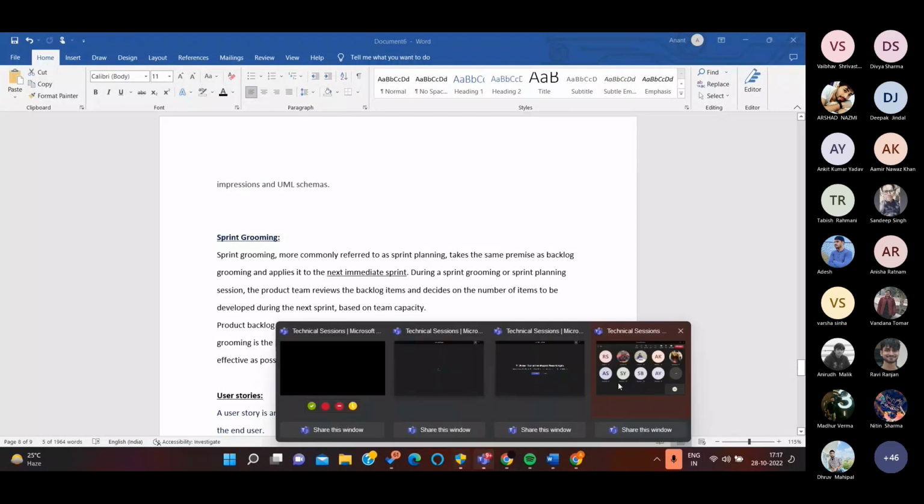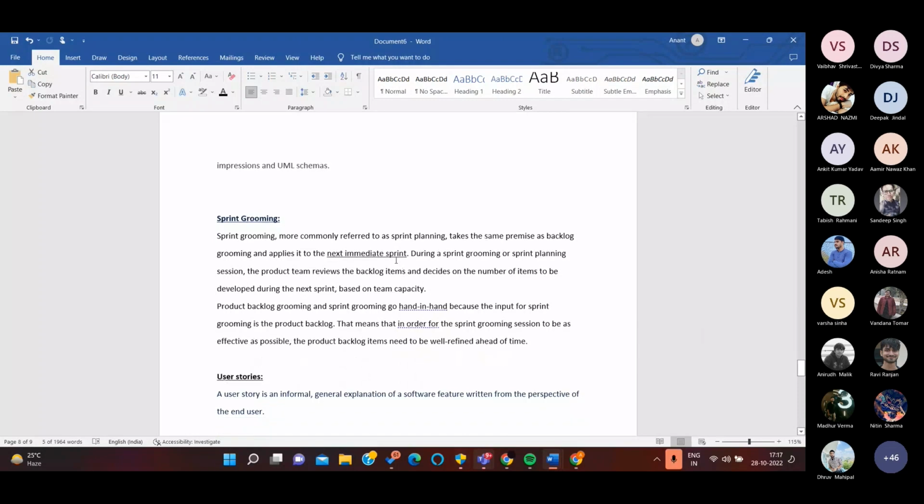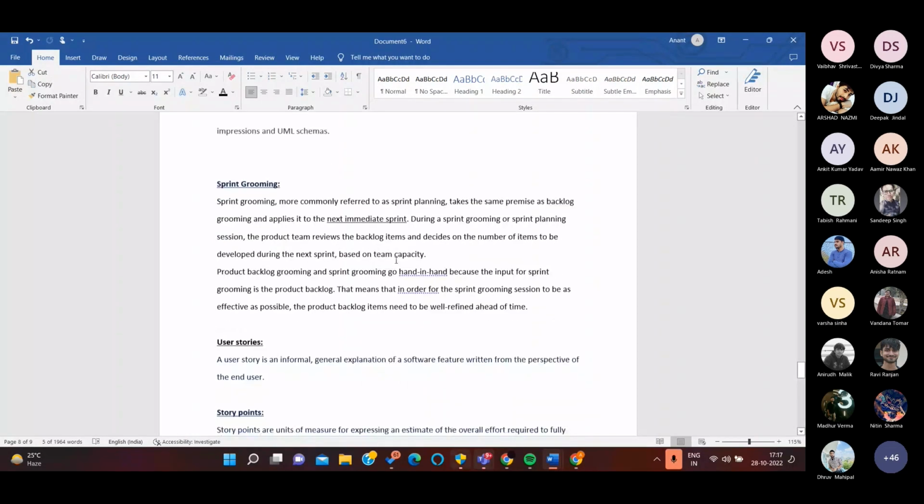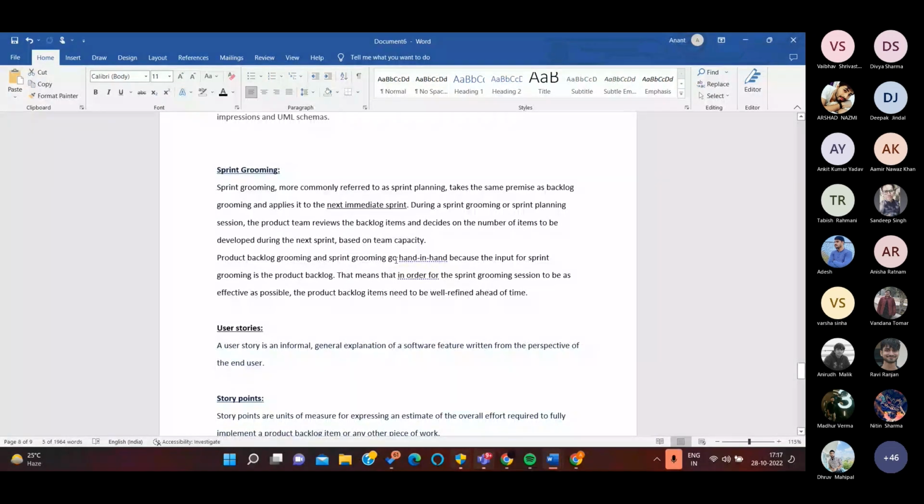So then comes the sprint grooming. Grooming is more commonly referred to as sprint planning, which is what I told you before. But the difference is that it applies to the immediately next sprint that is going to come into play.